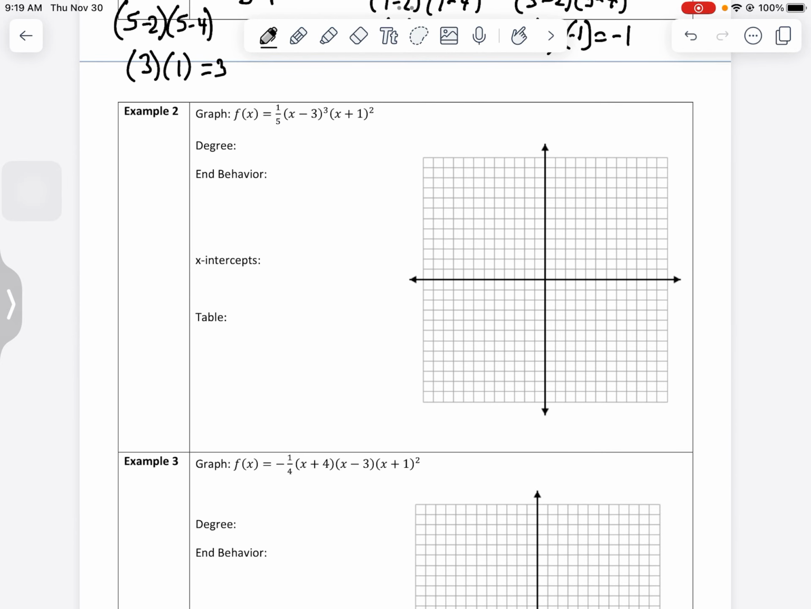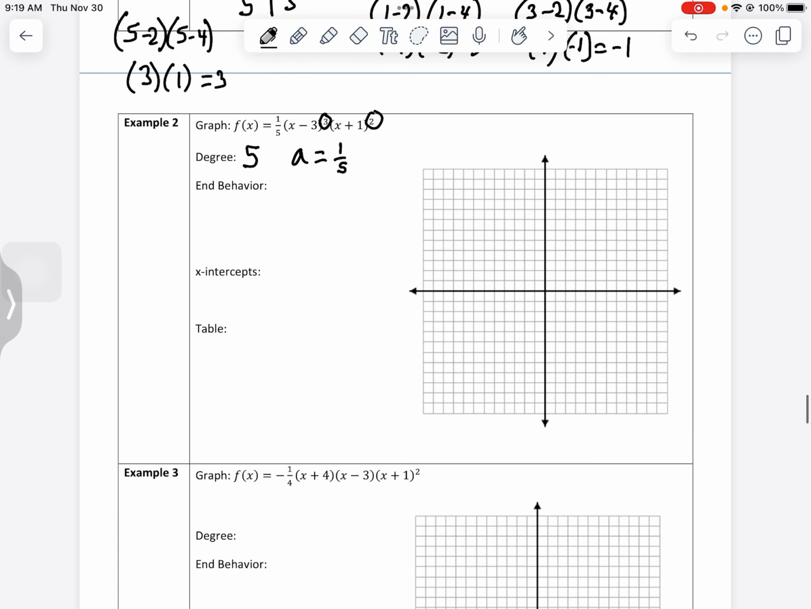Now we're on example 2. We want to graph f of x equals 1/5 (x minus 3) cubed times (x plus 1) squared. So in this case, since this is like 3 sets of parentheses and this is 2 sets of parentheses, you're just going to add the exponents that you see on the outside. So the degree here would actually be 5. And our a value is positive, that's 1/5.